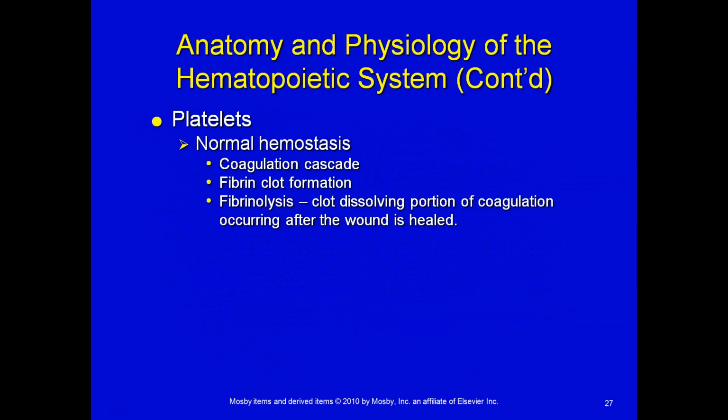As I had mentioned, the coagulation cascade occurs during an injury, in which the vessels constrict, the platelets aggregate, the rich red fibrin weaves through the platelets, and a fibrin clot is formed. And once the bleeding has stopped, the clot itself eventually will be dissolved, and that's called fibrinolysis. And it occurs much after the wound was healed. Those clots that did form have to be dissolved.